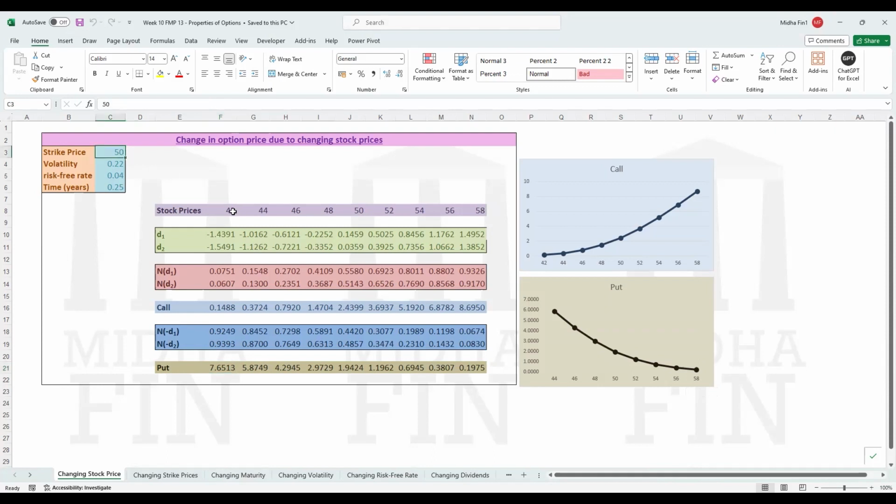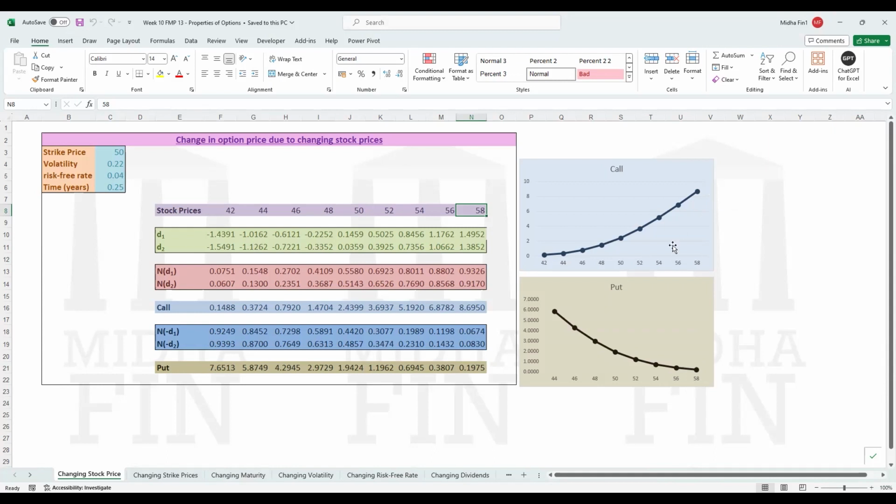So when it is 42, the chance that the option will be exercised is next to zero. It's out of the money, and precisely deep out of the money, because it's too far away from the strike price. So you can see the option price is close to zero. But when it goes as high as 58, it is certain that it will be exercised. And that's why the value of the option actually increases, and it goes as high as roughly 8.5 or 9.